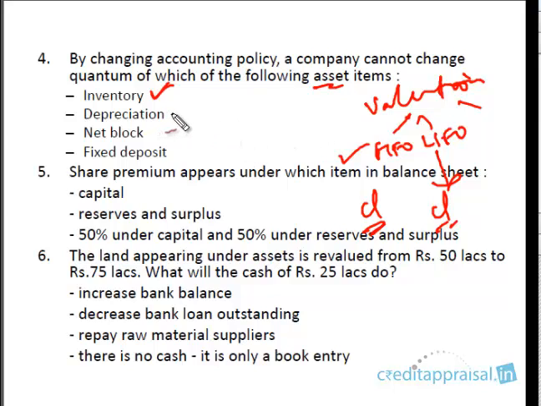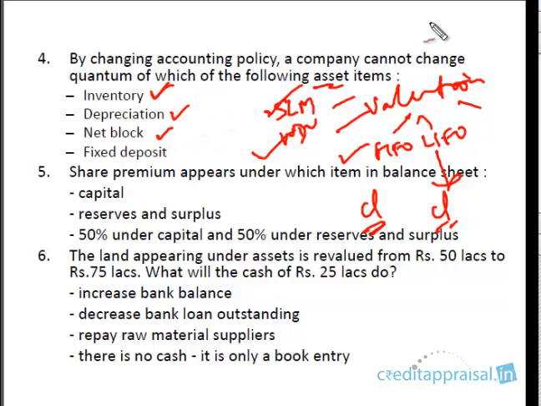What about depreciation? Definitely you can change it. This we already discussed while discussing the P&L account depreciation. Depreciation can be calculated by various methods. Two of them are the straight line method and the WDV method. There are other methods like the sum of digits method and various others. If you calculate depreciation by one method, you'll get one value. If you calculate it by another method, you'll get another value. So you can change the depreciation value by following a different method of calculation.